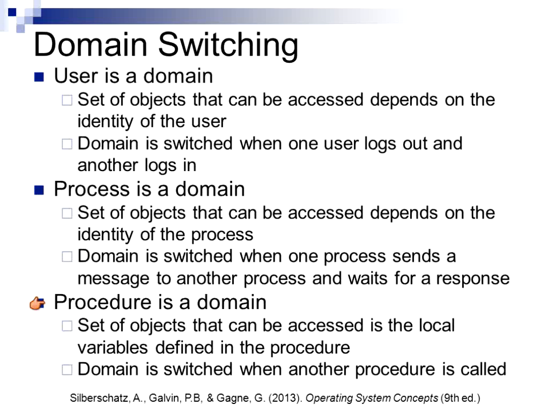And then finally, a procedure can be a domain. By a procedure, if you're familiar with Java, you can think of a procedure as being a method in Java. And if you think about methods in Java, you've probably talked about global variables and local variables and scoping your variables. With a procedure or a method, the objects that can be accessed are the local variables defined in the method. So when we're talking about procedures, the set of objects that can be accessed is the set of local variables defined in the procedure. The domain is switched when another procedure is called. When you call another method, it has its own local variables that it can access. Or if you make a call to a method in another class, that class has access to different variables, different resources that it's using. Any questions on that?